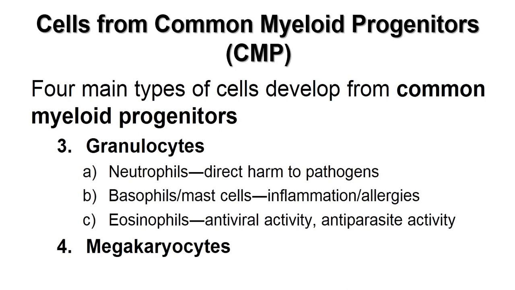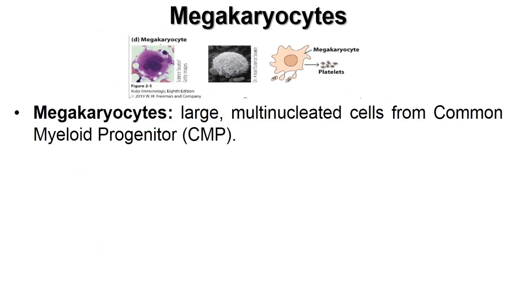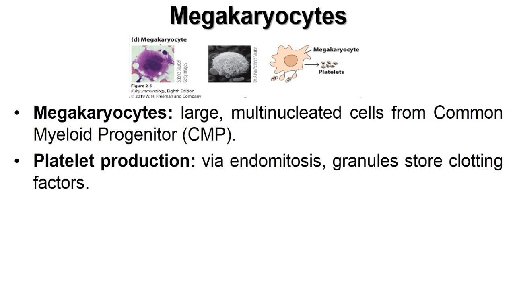Next in the list is megakaryocytes. That's the fourth from the common myeloid progenitor. This is the diagrammatic overview of megakaryocytes. Megakaryocytes are large multinucleated cells from common myeloid progenitor or the CMP. When you talk about megakaryocytes, one of the role is platelet production. The platelets play a very crucial role in blood clotting and wound healing.